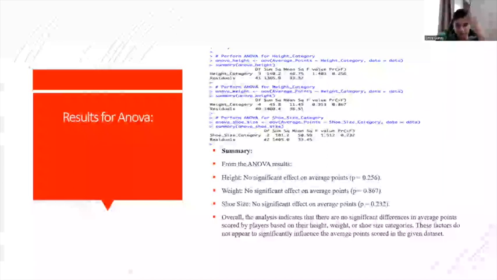Overall, the analysis indicates that there are no significant differences in average points scored by players based on their age, weight, or shoe size categories. These factors don't appear to significantly influence the average points scored in the given dataset. And this is the R code for Kruskal-Wallis test.